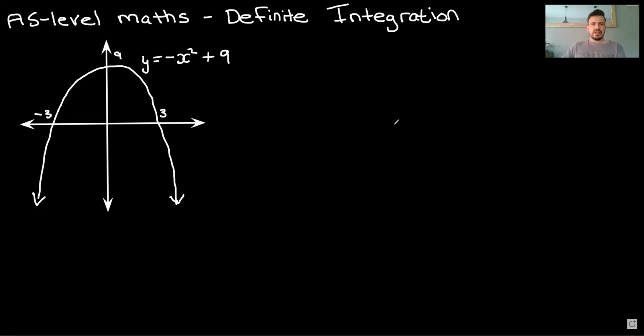Okay, so let's look at definite integration. Just a reminder, integration is the opposite of differentiation, or finding the derivative. When we found the derivative of a function, we were able to find the slope. Now, integration is the opposite of that. Instead of finding the slope, we're actually finding the area under a graph.